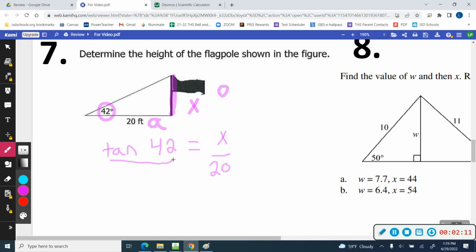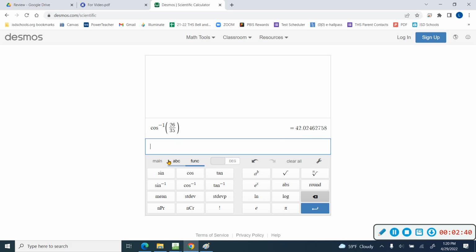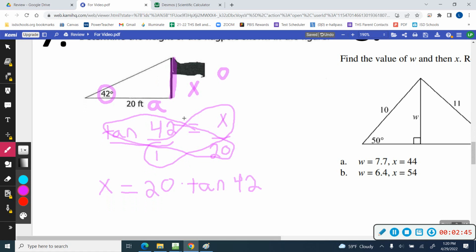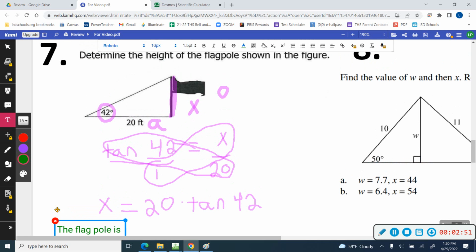Put this over 1. Cross multiply. And you get 1x, or just x, equals, and then cross multiply this way, you get tan of 42 times 20. So that's 20 times tan of 42. Type that in your calculator, 20 tan of 42, and I get approximately 18.008. So I would say the flagpole is 18 feet tall.